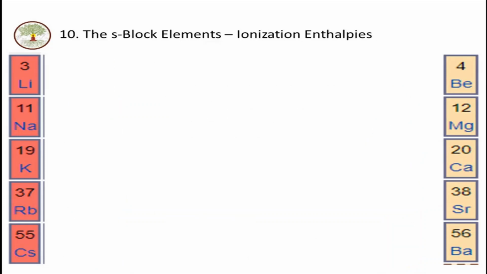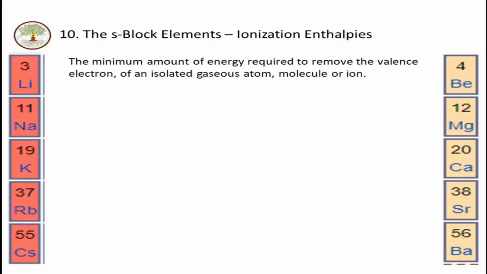Next physical property of the S block elements is the ionization enthalpy. It is defined as the minimum amount of energy required to remove the most loosely bound electron, that is the valence electron of an isolated gaseous atom, molecule or ion.